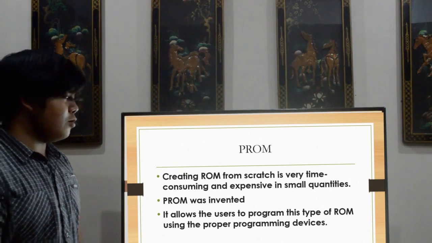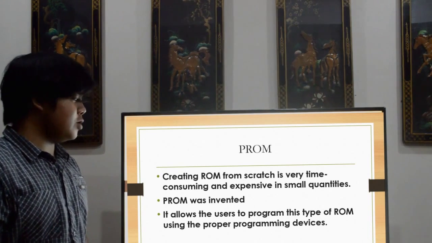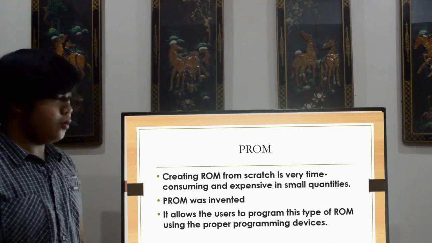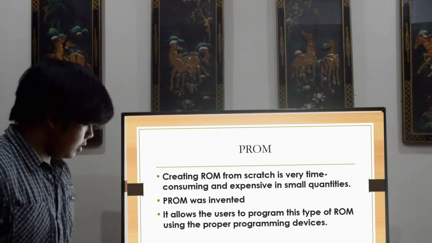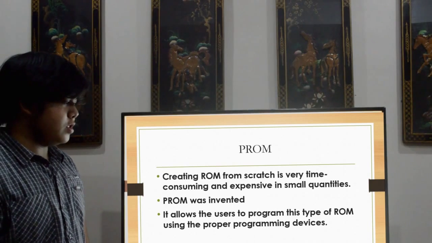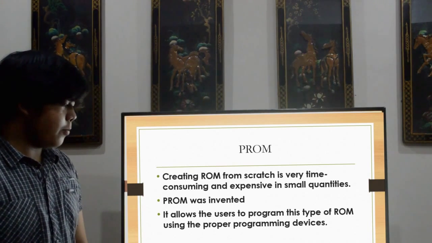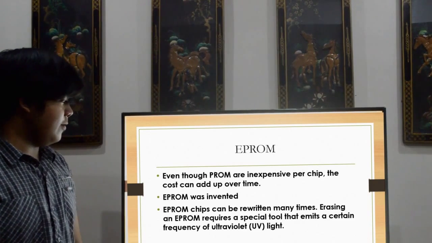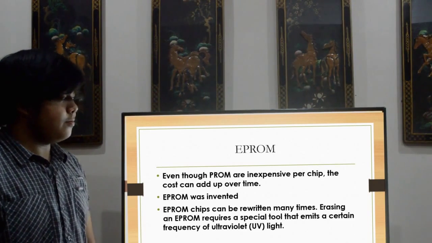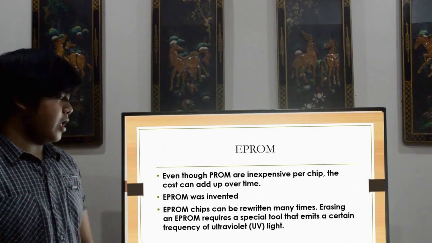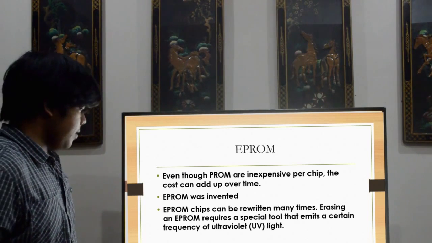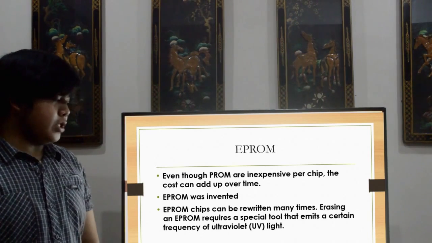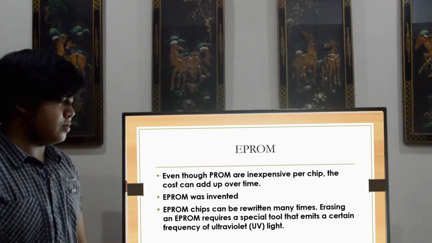ROM: creating ROM from scratch is very time-consuming and expensive in small quantities. So PROM was invented. It allows the user to program this type of ROM using the proper programming devices. EPROM: even though ROMs are inexpensive per chip, the cost can add up over time. So EPROM was invented. EPROM chips can be rewritten many times.